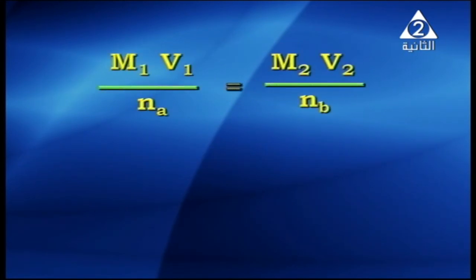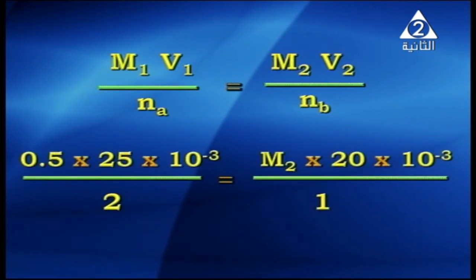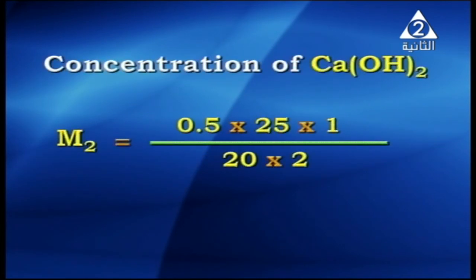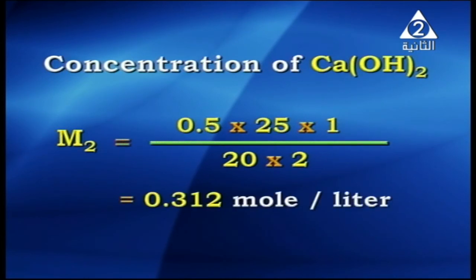So M1 V1 over Na equal M2 V2 over Nb. So 0.5 times 25 times 10 to power negative 3 over 2 equal M2 times 20 times 10 to power negative 3 over 1. So concentration of calcium hydroxide M2 equal 0.5 times 25 times 1 over 20 times 2, so equal 0.312 mole per liter.